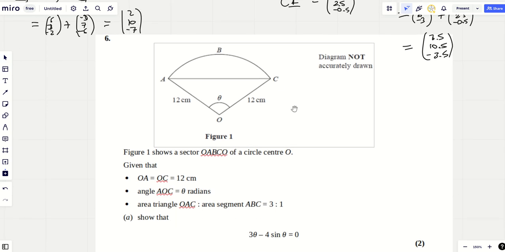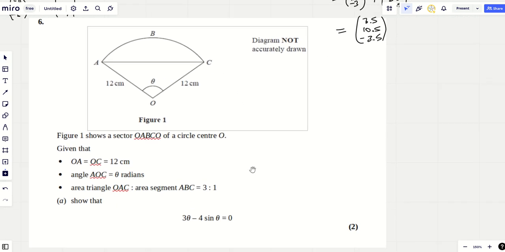Okay, number 6. I saw loads of people baffled by this, and it really isn't that bad. And actually, it's in the textbook. So there we go. Okay, what I'm going to do, we know that the triangle area OAC to the area of the segment, the segment is just the end here, yeah? So this is 3 to 1. That's 1, and that's 3. The triangle area is 3 times bigger than the segment area, which is just this bit on the top.